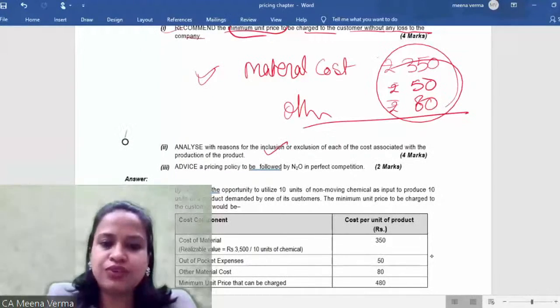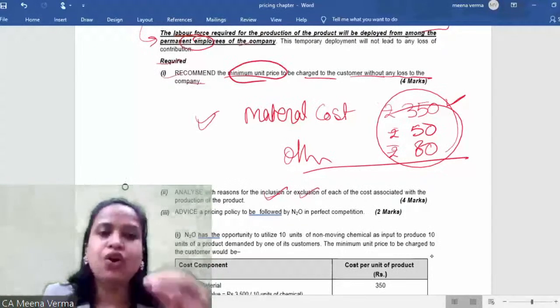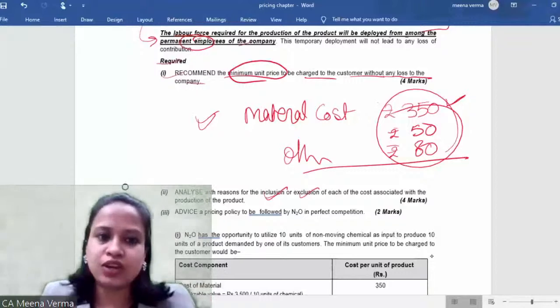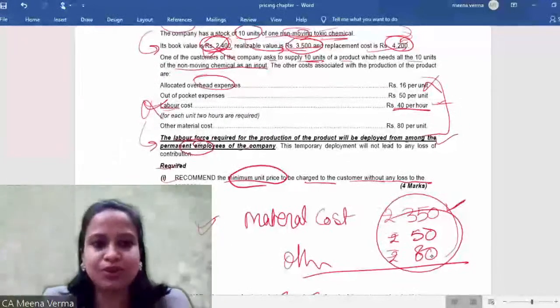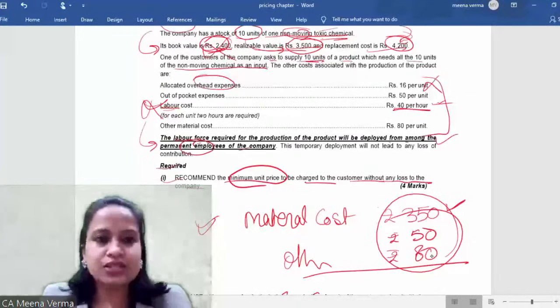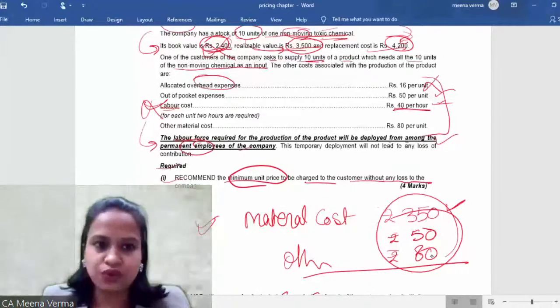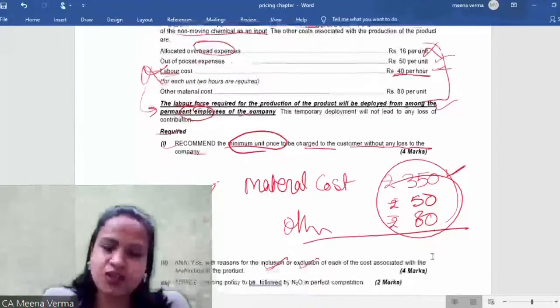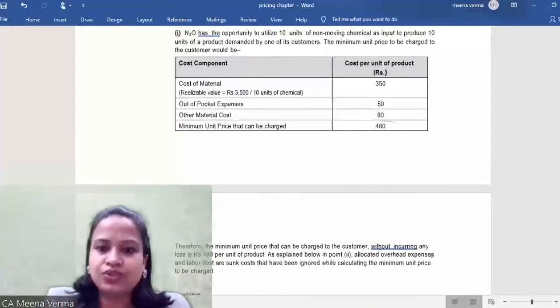You have to give the reason why you have not included these costs. Why have you taken the realizable value? Why not book value? Book value is sunk cost. Why not replacement cost? Because it is a non-moving product. Why have you not taken the labor cost? Because labor is permanent in nature and that is why it is irrelevant for the decision. Similarly, overhead expenses, whether you take the proposal or not, the organization will have to incur this expense, overhead expense and labor. That is why it is not relevant for taking the decision and that is why you have not taken that cost. You will consider these costs and decide the value for the product.